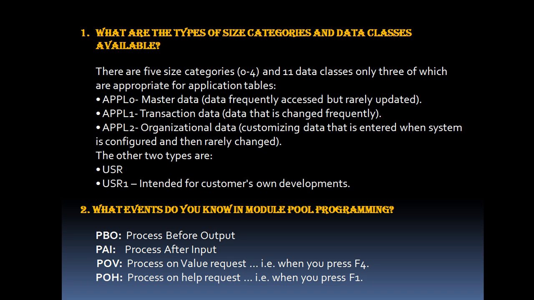So in module pool we have 4 events. To start with, we have process before output, process after input, process on value request and process on help request. Now value request and help request can be triggered when you press F4 and F1 respectively, right?